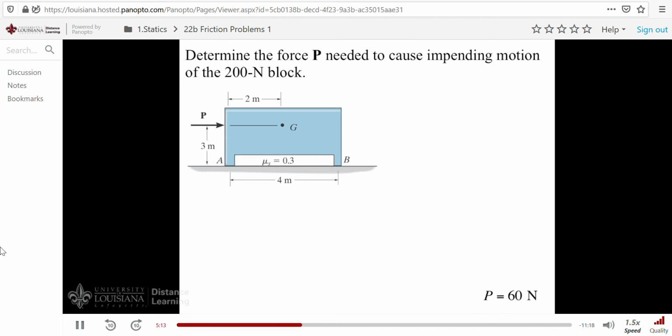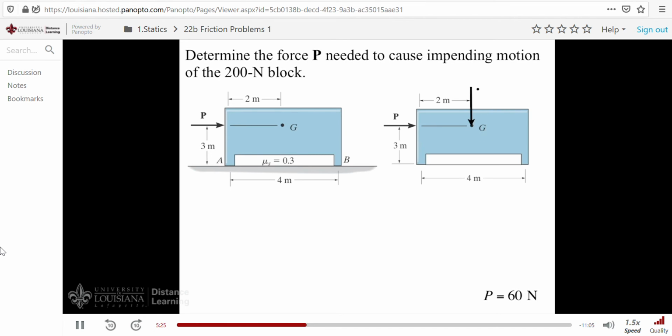All right, now let's consider this problem, where we have to determine the force P needed to cause impending motion of the 200-newton block. To solve the problem, we'll first draw a free body diagram for the block. And on it we have, of course, the weight downward. That's 200 newtons. And at A we have the normal force upward, and the friction force, which acts to the left, in order to prevent the motion of the block, which wants to go to the right. And at B, the same thing. N sub B and F sub B.